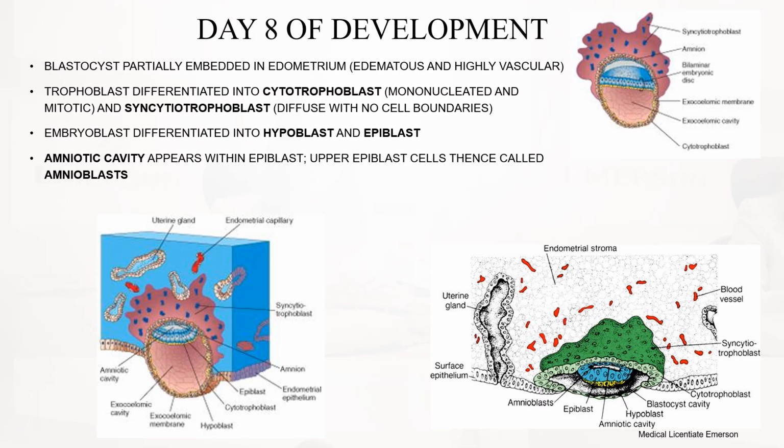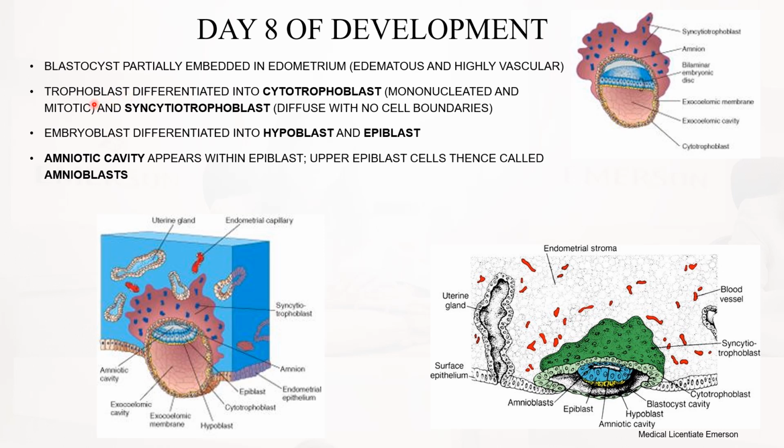So let's start. Remember, last time we ended on day 7, which is the first week. Today we're continuing with day 8, which means we are now going into the second week, after, of course, the blastocyst and the trophoblasts. On day 8 of development, the blastocyst is partially embedded in the endometrium, which is edematous and highly vascular. That's one of the things we have to remember.